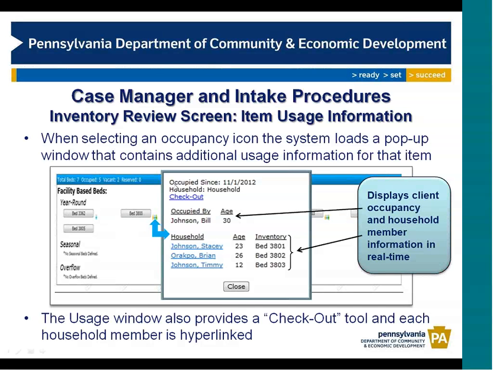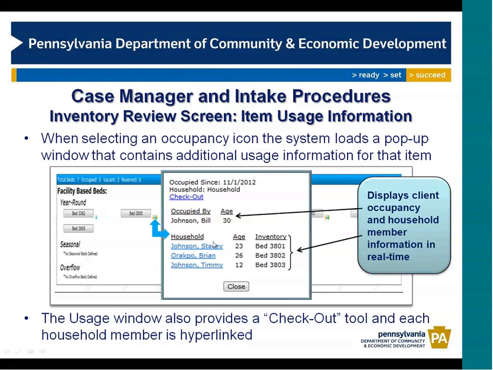It shows how long they've been occupied, what the household is, and it shows 2 different things. If it's just a single person, it shows who's occupying the bed. For example, Bill Johnson, who's 30, is directly in bed 3800. However, if there is a little household icon and they're there with household members, it'll also show all the household members as well as their age and the inventory they're in.